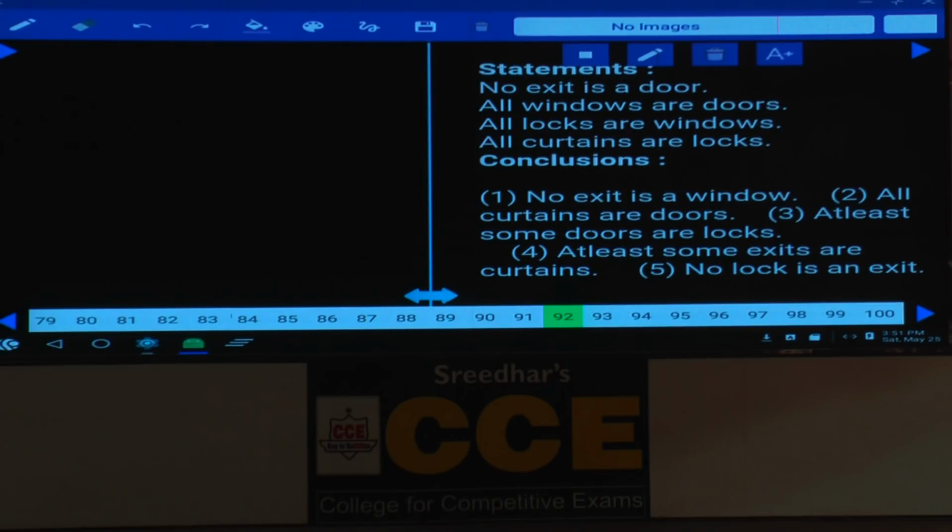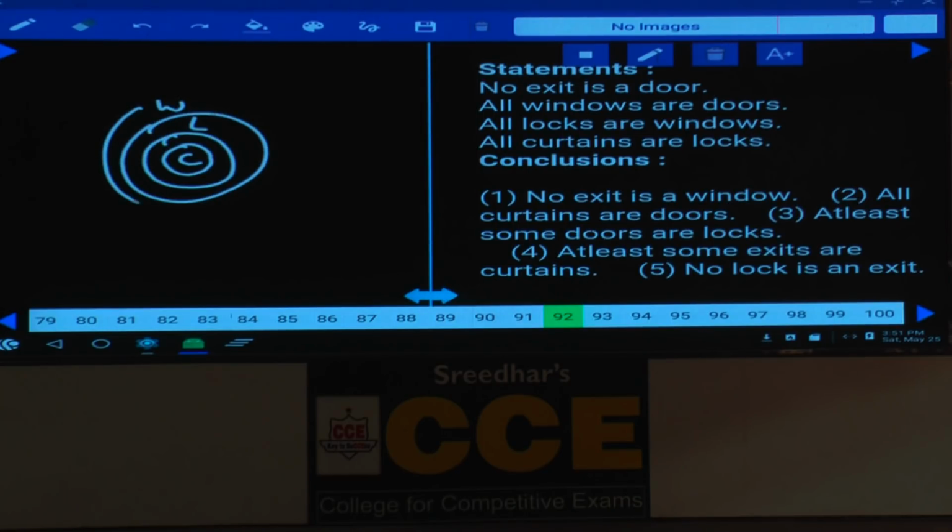Hence in total, now how many statements are there? Now all curtains, these are the curtains which are locks, and all locks are windows, and all windows are doors, and no exit is a door. No exit and door cannot be intersected. That's it. Done? Now this is the information we have. These two cannot be intersected. That means this exit cannot be intersected with any one of the remaining, that is lock, window, curtain and so on.